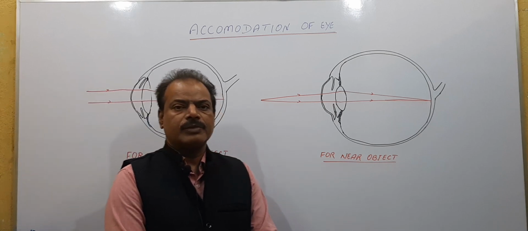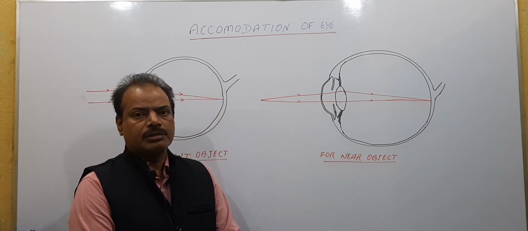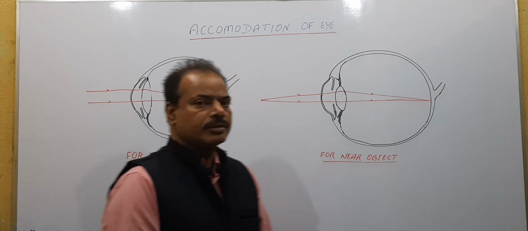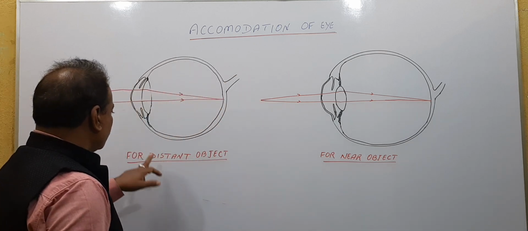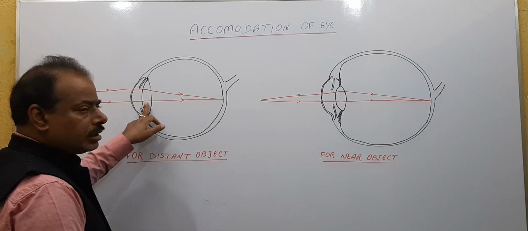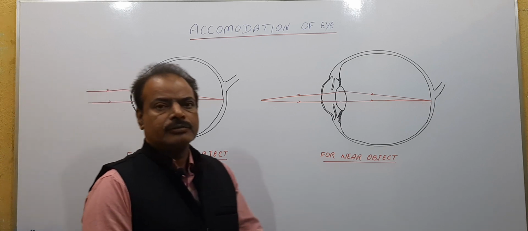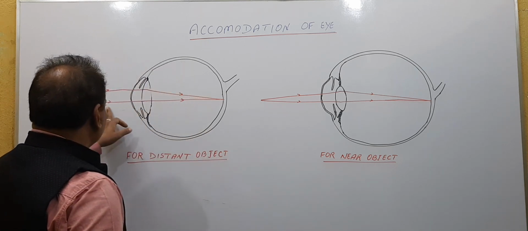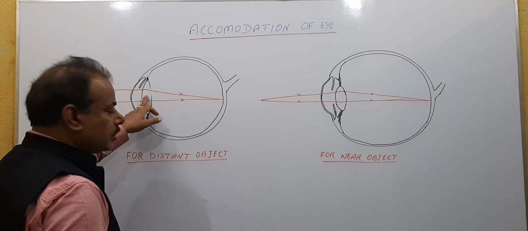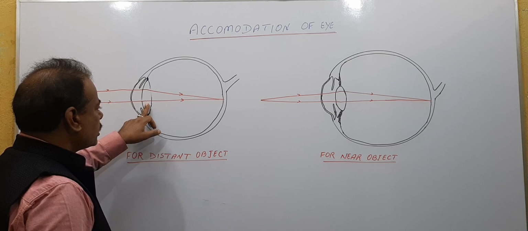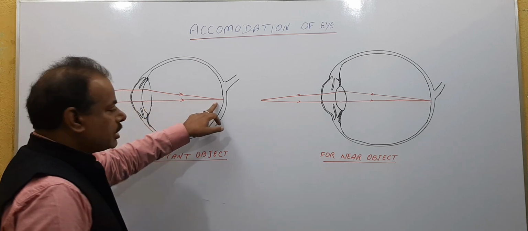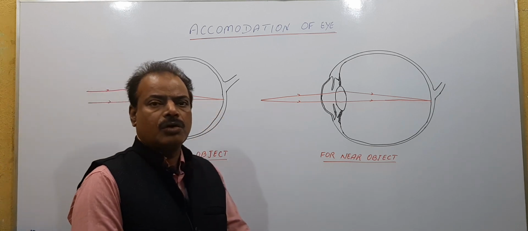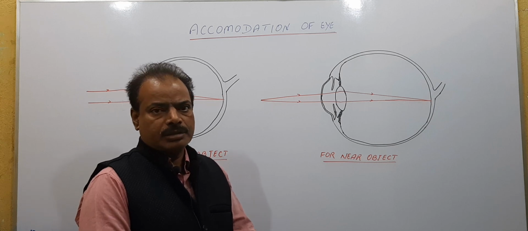Accommodation of the eye means the process of focusing of the eye to see objects at different distances. So, for a distant object, the lens is relaxed, meaning it is less convex, and here the light enters the eye lens, refraction takes place, and finally these rays reach the retina or the yellow spot to make an image.